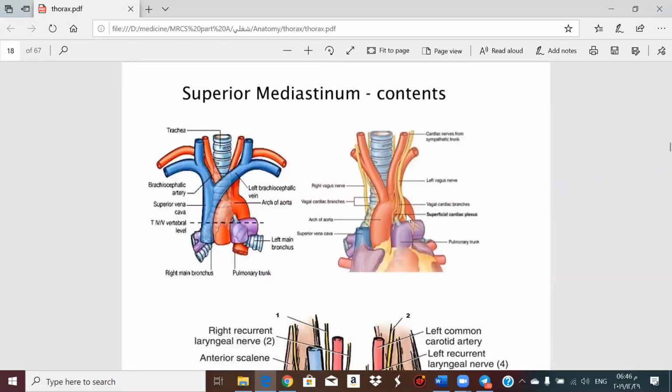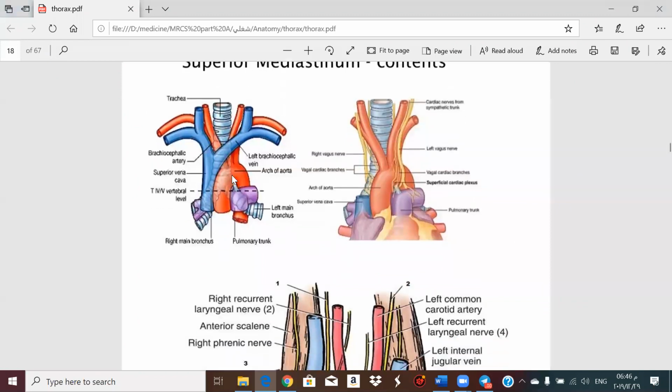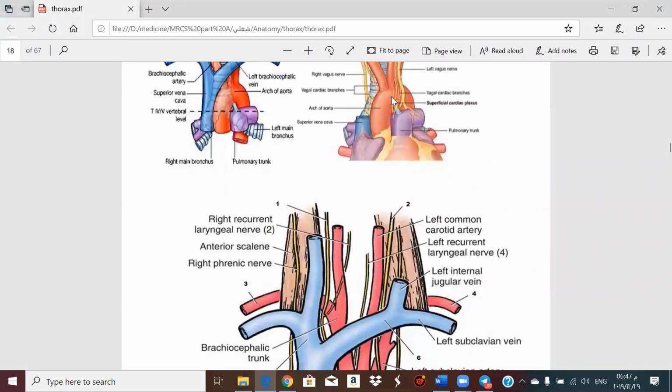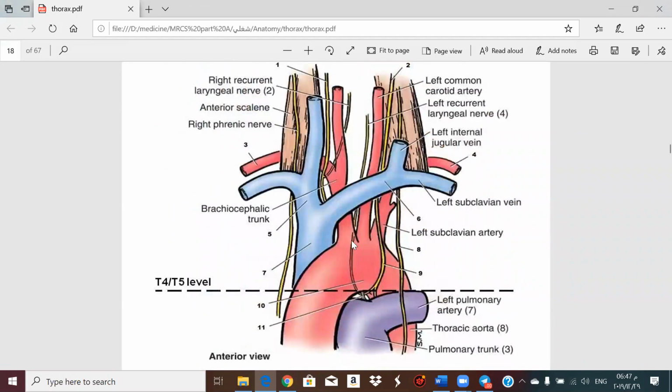Thoracic duct and azygos vein are not appearing here, but azygos opens here in this side, in the middle of back of superior vena cava. Thoracic duct, I told you before that it ascends until this level. This number 2 is the recurrent laryngeal nerve. It descends and arches below the arch of aorta to ascend again. So this is the superior mediastinum.